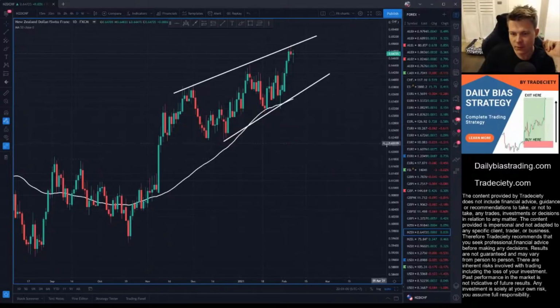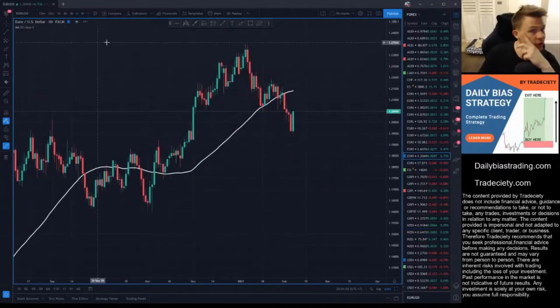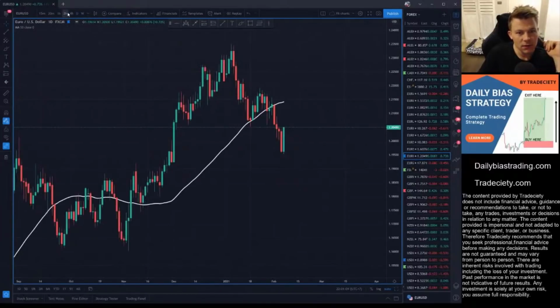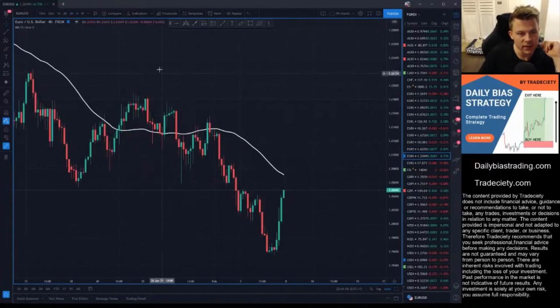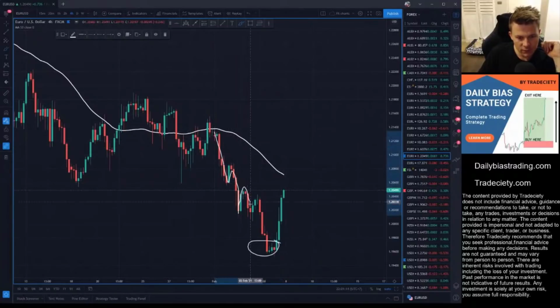So let's take a look. What else do we have? Euro US dollar had a beautiful trade here on Friday. Price was exhausting. You can't see that. 1, 2, 3, 4. Let's do this again. 1, 2, 3, 4, 5 trend waves to the downside. The market exhausted.